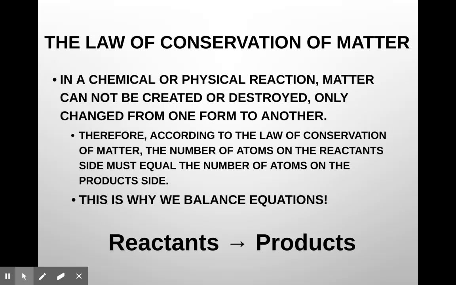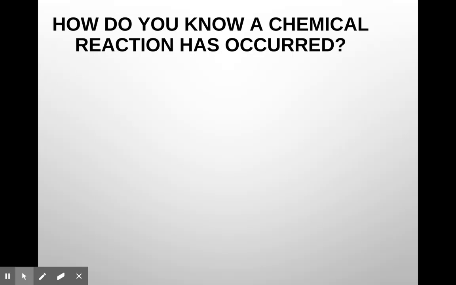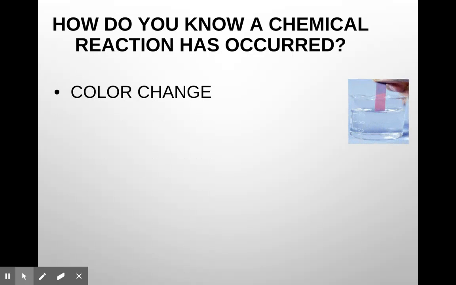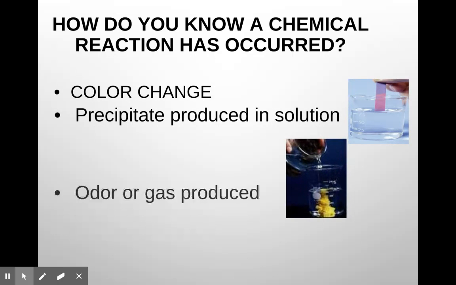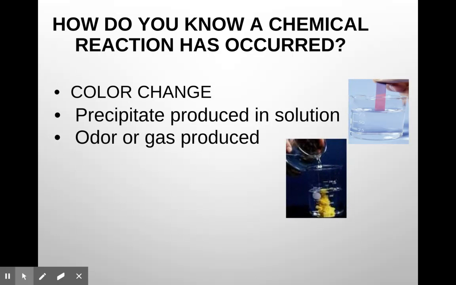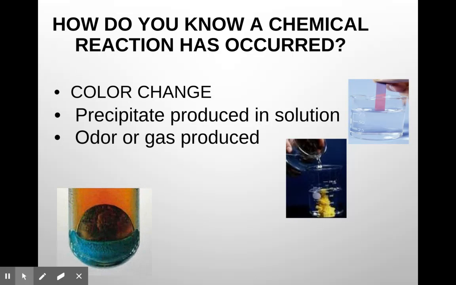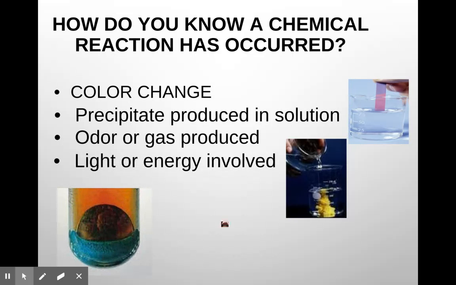Everything before the reaction is called the reactants, and everything after is the products. How do you know a chemical reaction has occurred? Color change, precipitate produced in a solution, odor or gas produced, light or energy involved.